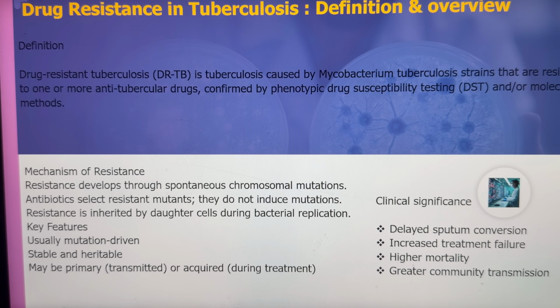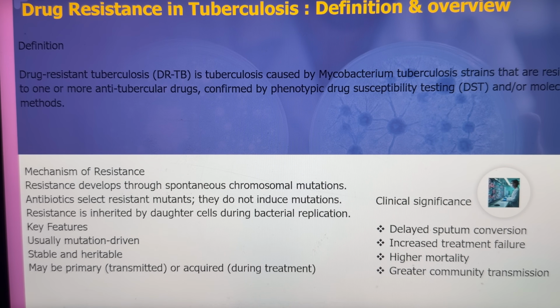The consequences are profound. Drug resistant TB is associated with delayed sputum culture conversion, increased risk of treatment failure, prolonged infectivity, greater transmission within the community, and significantly higher morbidity and mortality. This is why early detection of resistance is critical, not only for individual patient management but also for preventing ongoing transmission and preserving the effectiveness of existing antitubercular drugs.